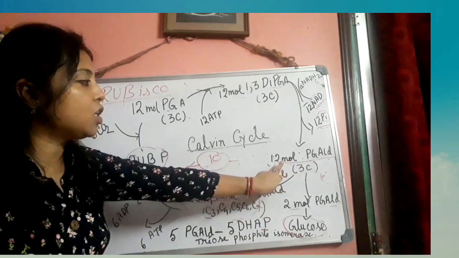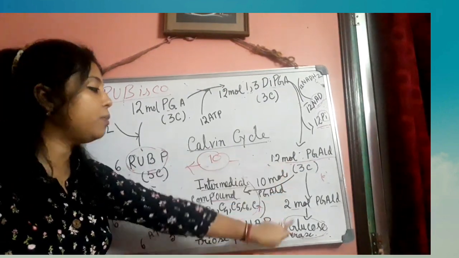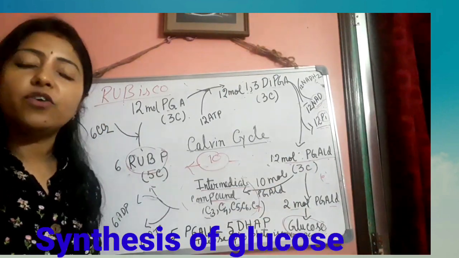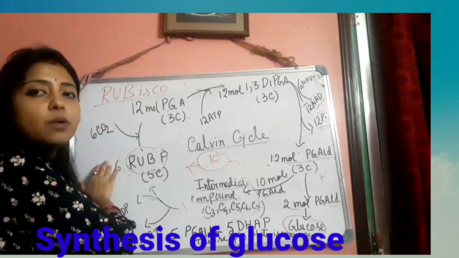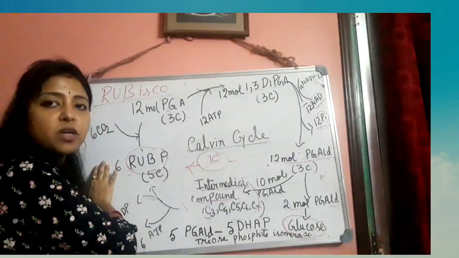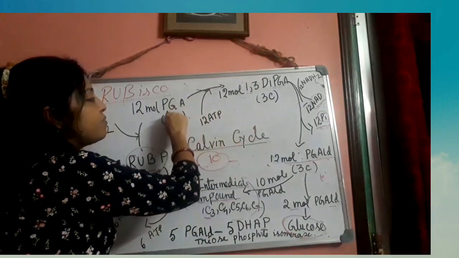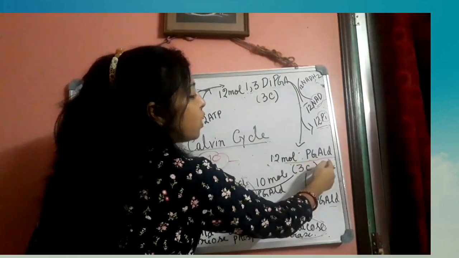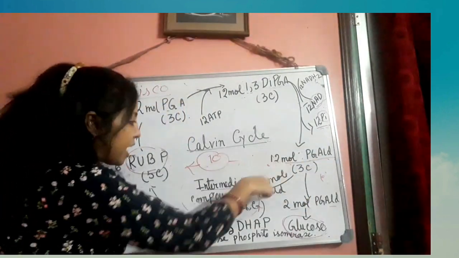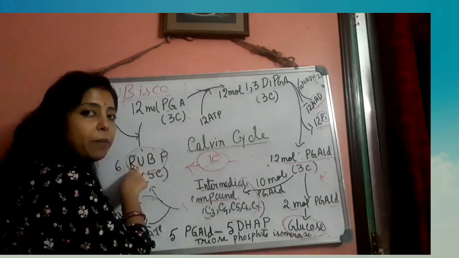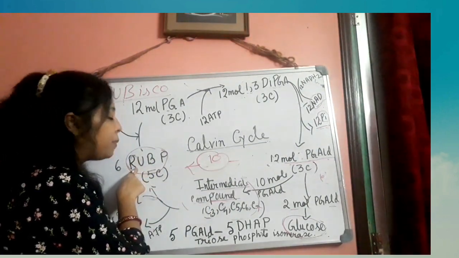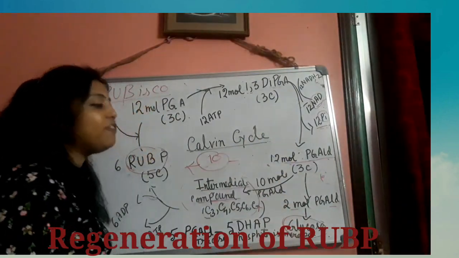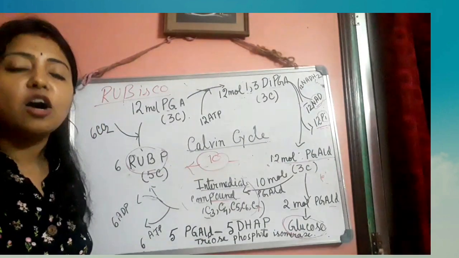So this step where the 2 molecules of phosphoglyceraldehyde will be producing glucose is known as synthesis of glucose. So first one, fixation of carbon dioxide, that means carboxylation process. Second one, reduction process from phosphoglyceric acid to phosphoglyceraldehyde. And among these 12 molecules of phosphoglyceraldehyde, 10 molecules again will be forming the RuBP, that means regeneration or resynthesis of RuBP, and 2 molecules of phosphoglyceraldehyde will be forming glucose, synthesis of glucose.